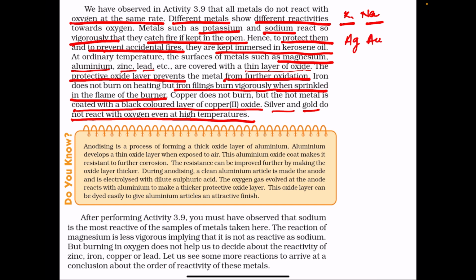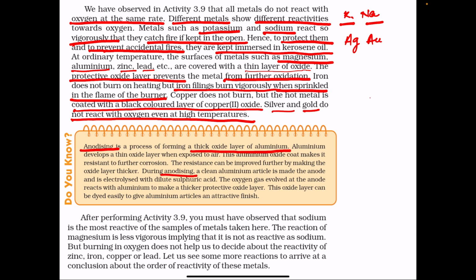Now there is a process which is known as anodizing, or anodization. What is this process? It is a process of forming a thick layer of oxide of aluminium on the surface of aluminium. When aluminium is kept exposed to the air, then it develops a thin layer of its oxide on its surface. But if you want a thick layer of aluminium oxide on the surface of aluminium metal, then anodization is the process. So during anodizing, what happens?